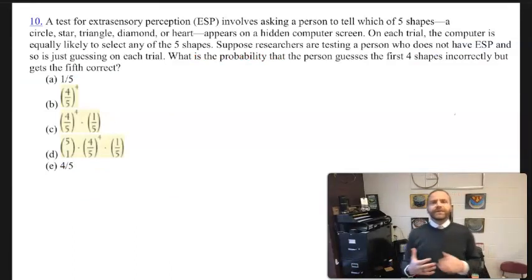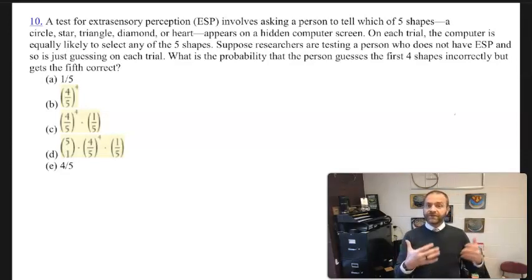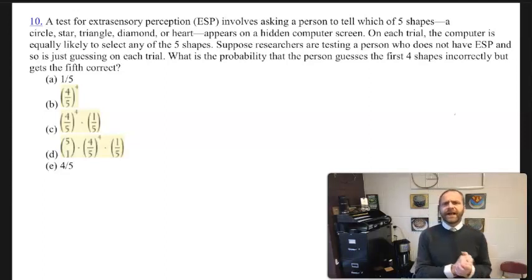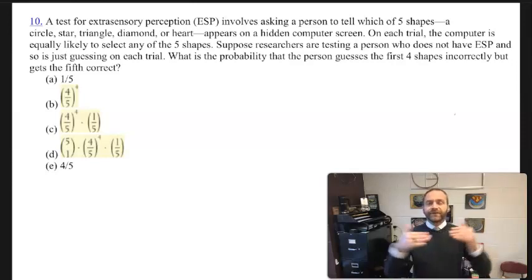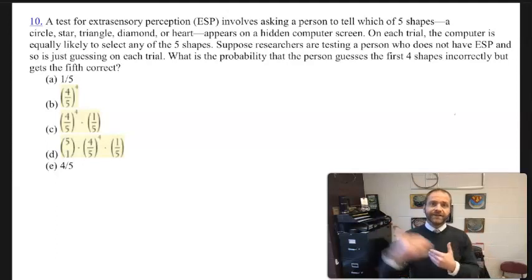So question 10 says that we are looking at a test for ESP, and they're showing 5 shapes. You have a circle, a star, a triangle, a diamond, or a heart. A hidden screen on the computer has that shape on it, and the person is supposed to guess or use their ESP. Now, each trial, notice the word trial there, each trial, the computer is equally likely to select any of the 5 shapes, which means it has a fixed probability. My brain right now is thinking binomial or geometric just by reading this so far. And there's a lot of things in there so far that point to that.